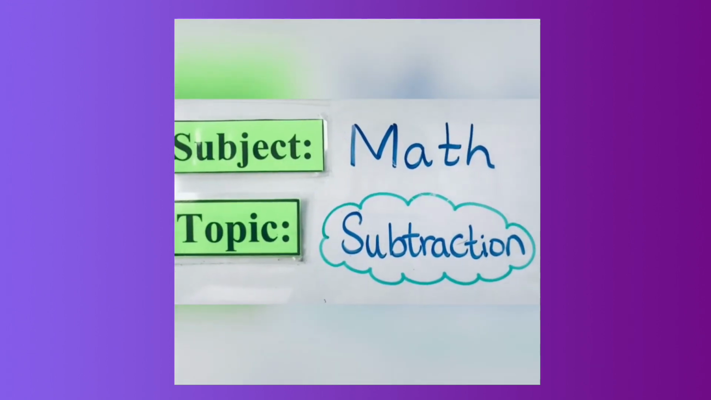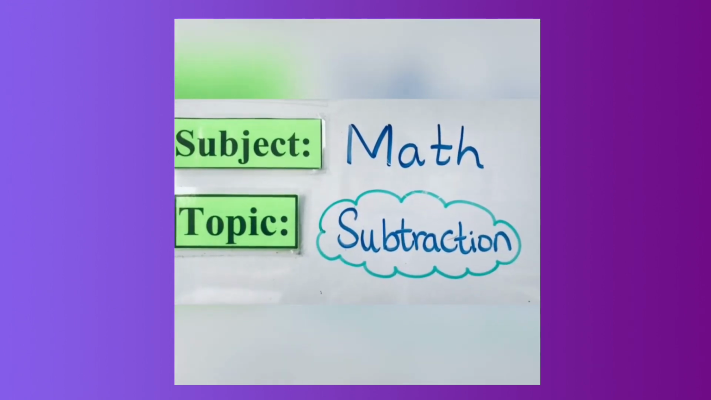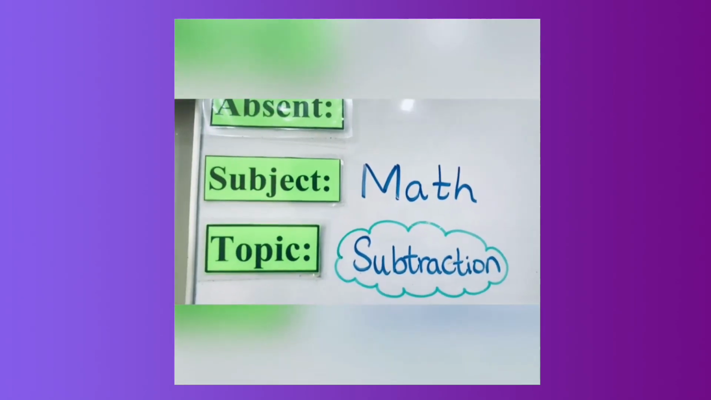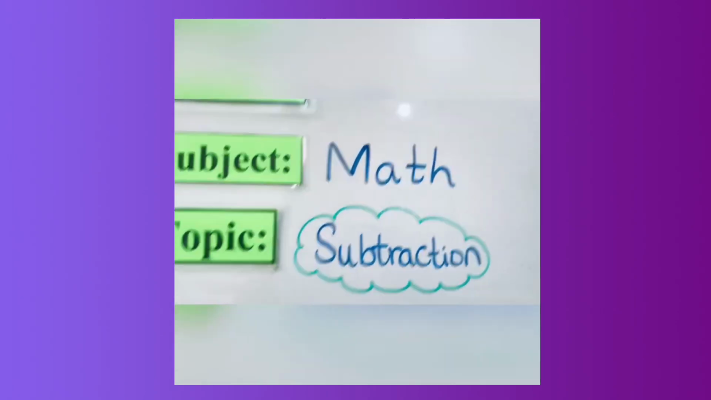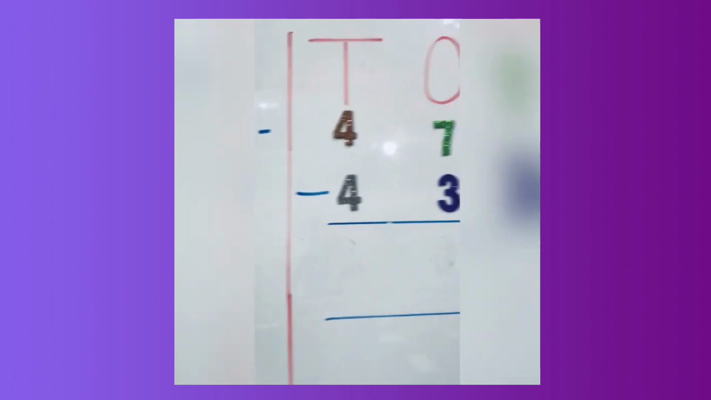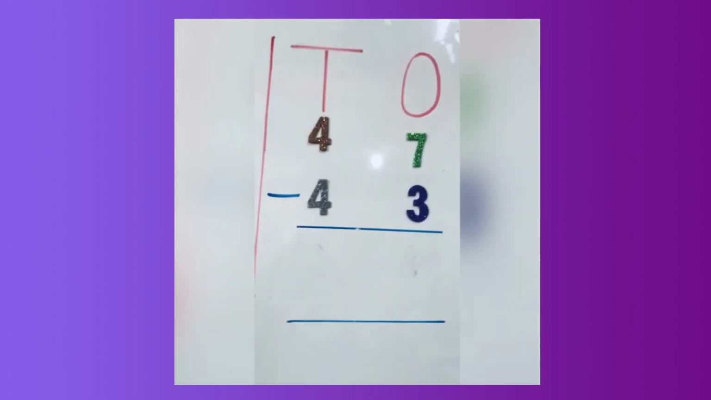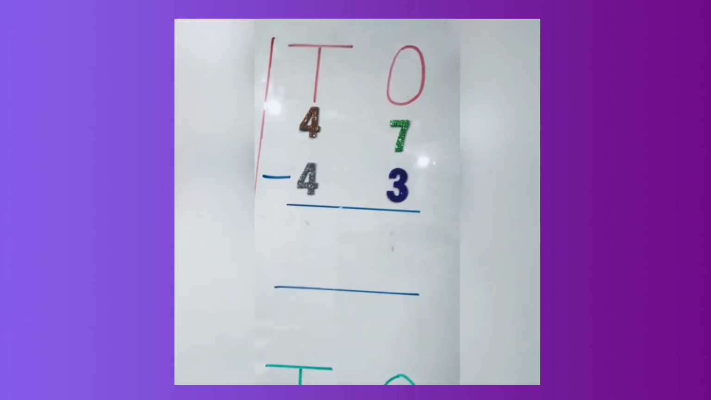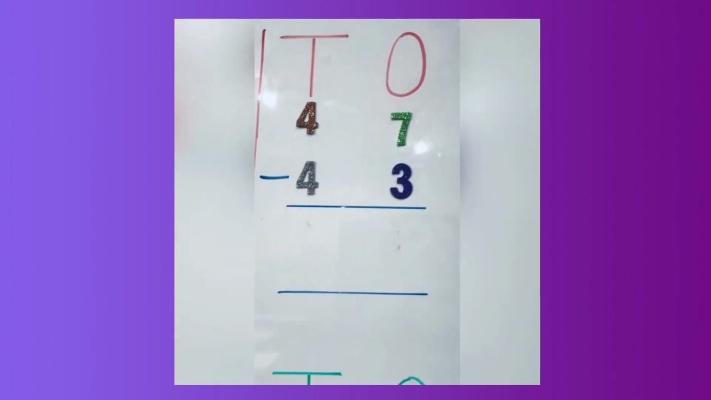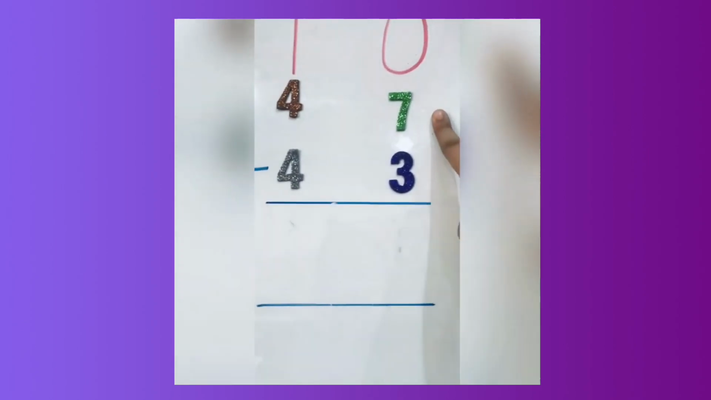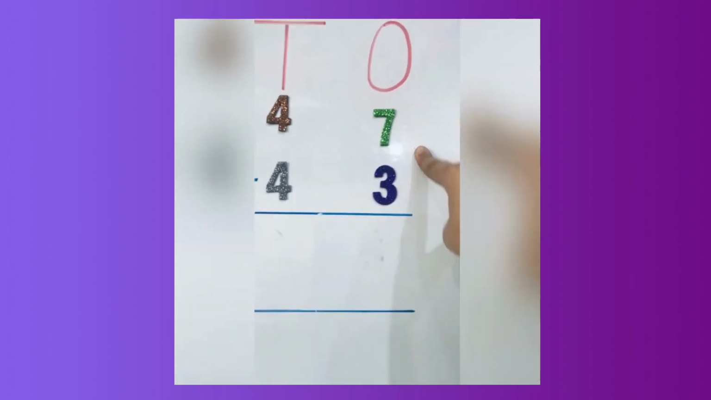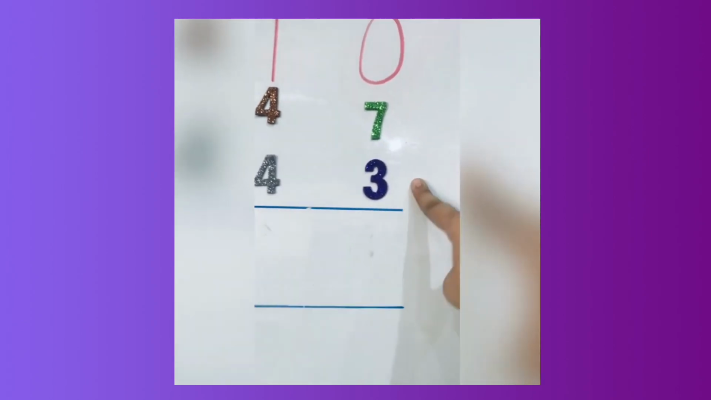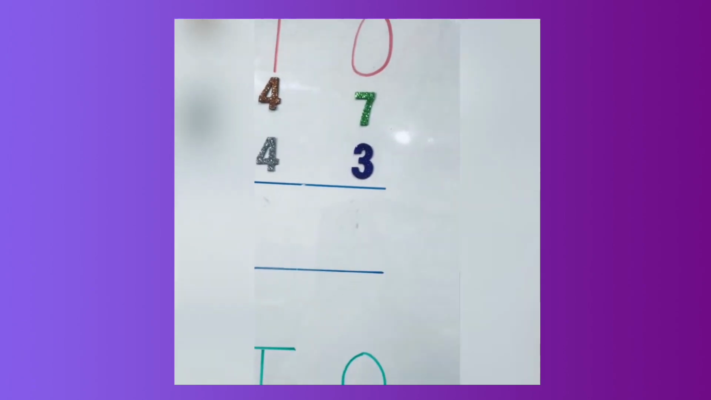So today the topic which we are doing in maths is subtraction. Okay, so let's start our first sum. Over here, question number 1, we have two columns, the tens column and the ones column. I will start from the ones column, right? Over here I have 7 and 3. Now how will I subtract it?